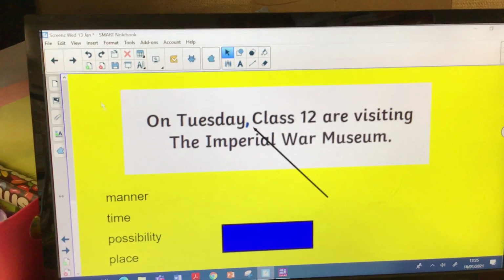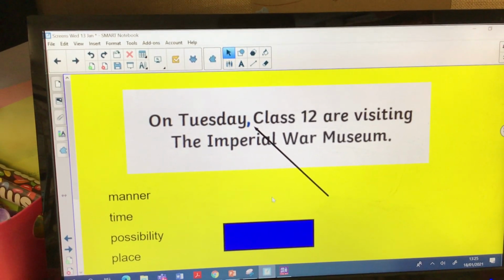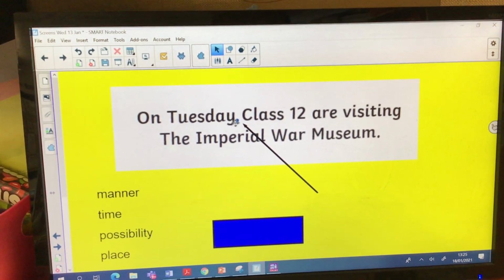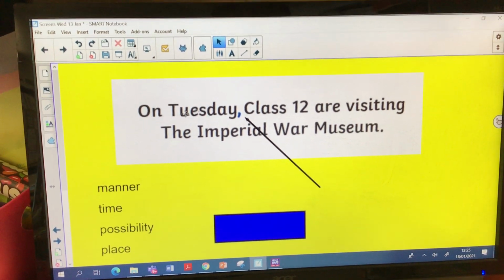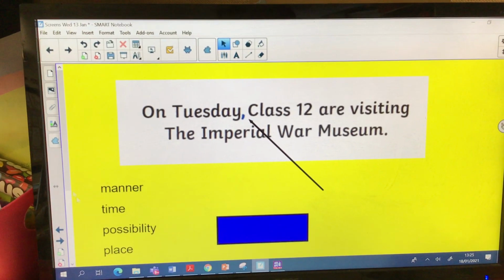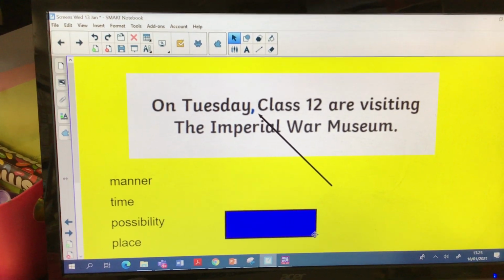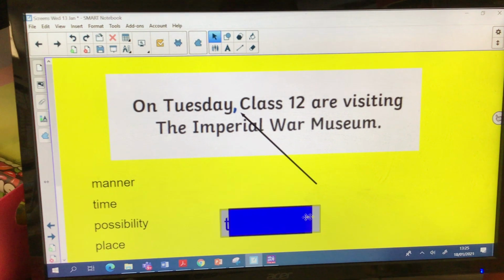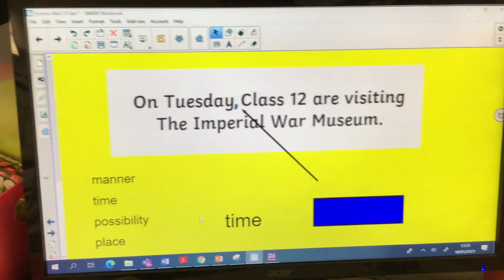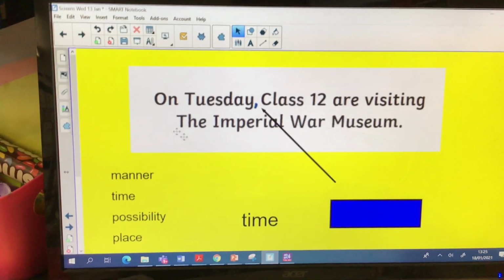So our sentence reads, on Tuesday, class 12 are visiting the Imperial War Museum. There's our fronted adverbial. We can always see it because we've got a comma just after it, so we know it goes here at the front of the sentence. Does this fronted adverbial tell us about the manner, the time, the possibility, or the place? What do you think? You're right, it tells us about the time, which day it's going to be. It could be Wednesday, could be Friday, but it's telling us the time.